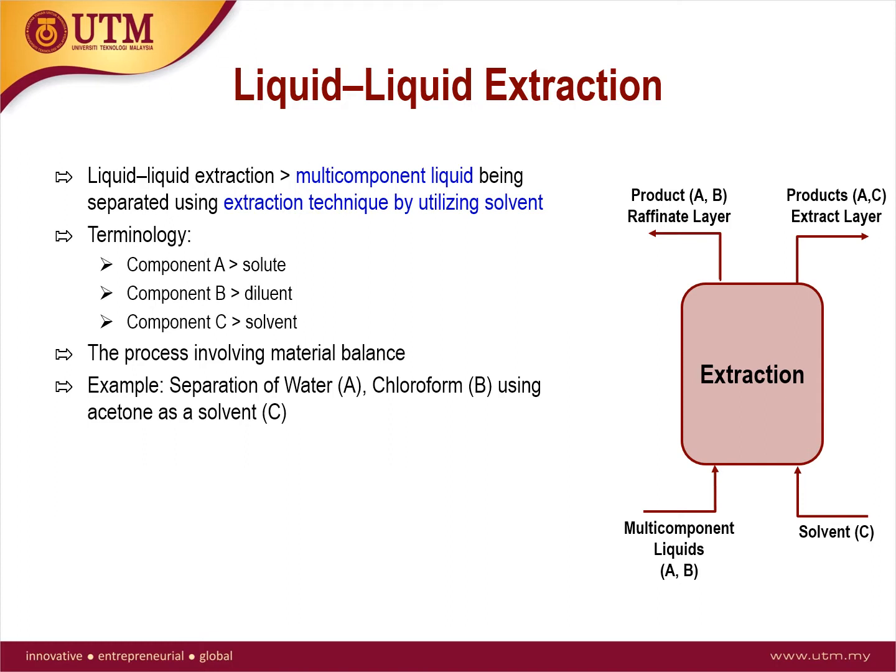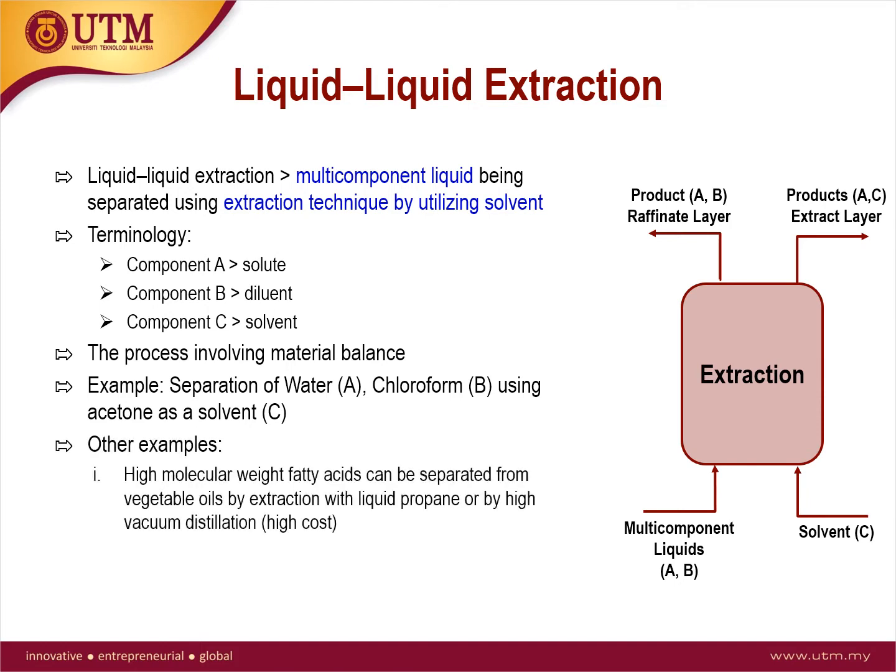Acetone consists of carbon, hydrogen, and oxygen. Acetone has the chemical potential towards only one of these two solutions, either the chloroform or the aqueous solution. For another example, the high molecular weight fatty acid can be separated from vegetable oil by extraction with liquid propane or by high vacuum distillation.